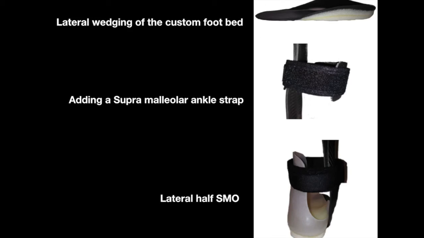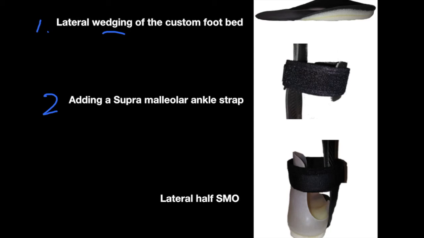We have three ways of controlling varus ankles. The first level has to do with just using a wedge on the lateral side. And what that does is it pitches the foot toward the medial side. And many times for mild varus problems, that's all you need. If you need more than that, you want to add a supramalleolar strap. So you would use the wedge and the supramalleolar strap as the second level of control.